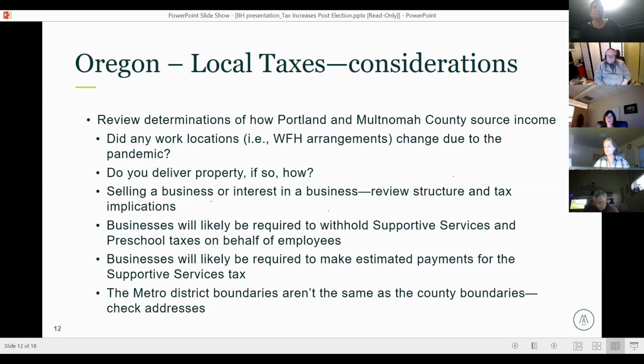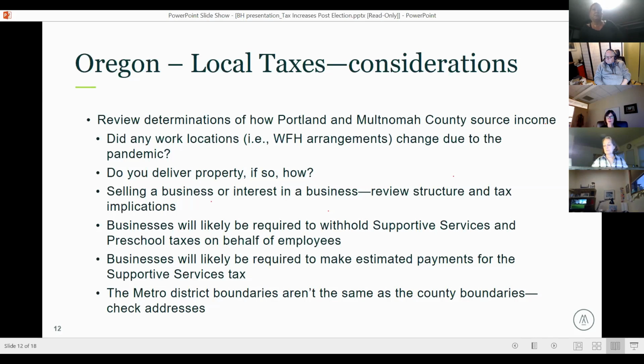So some considerations that we do know you'll need to look at are: review your determinations of how Portland and Multnomah County source income. When it's income for a professional service that's provided, there are some specific rules that are very different from how Oregon sources income for the income tax and even receipts for purposes of the CAT. So review those rules. They're in what's called a BTAR, a business tax administrative rule, and they are posted on the Portland City website.